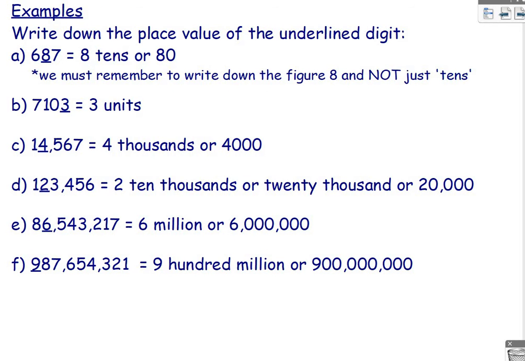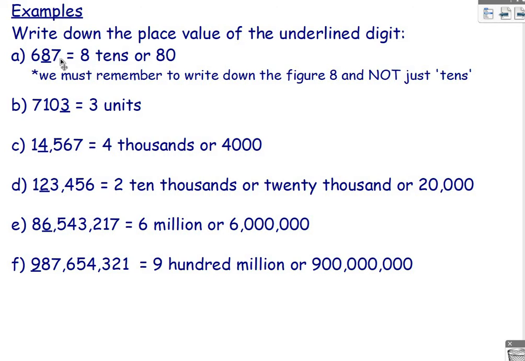Okay, so we're going to go through some examples now of how you write down the place value of a digit. So put the heading in your book, examples. And in a moment, could you please copy down everything on this board? I'll explain it first. So, if you write down the place value of the underlined digit, in this number here, the digit underlined is 8.